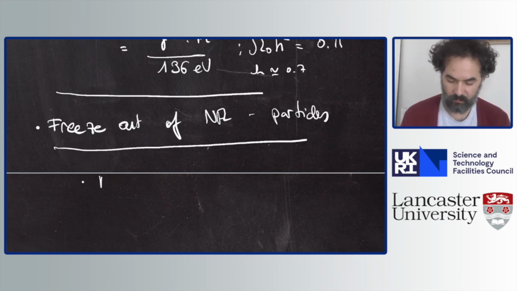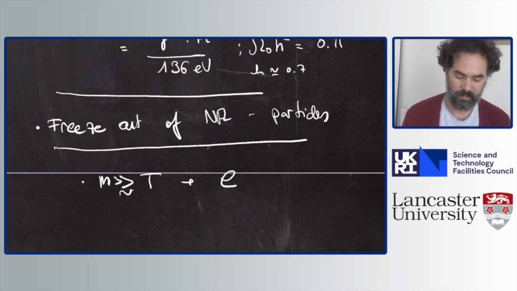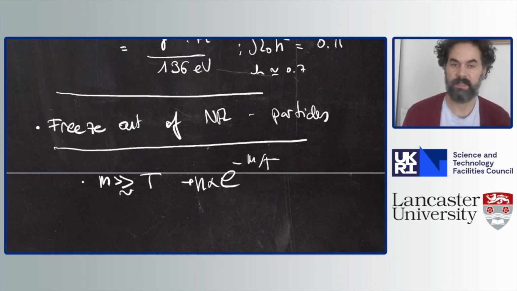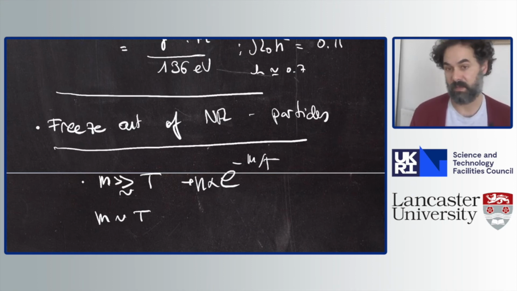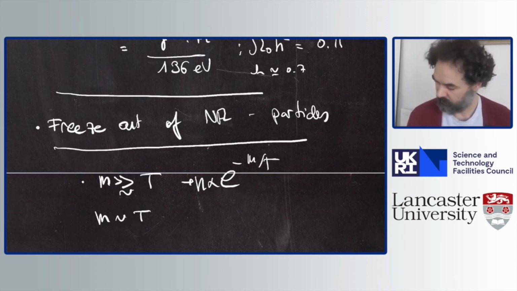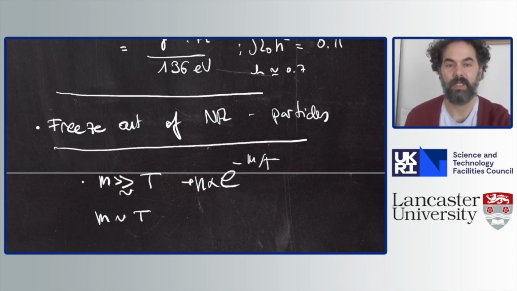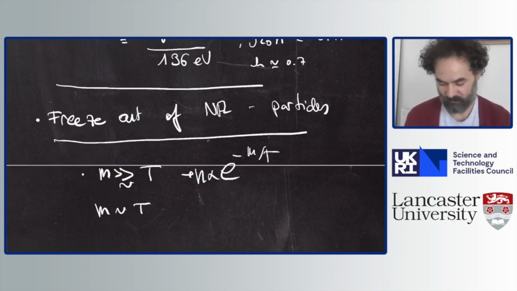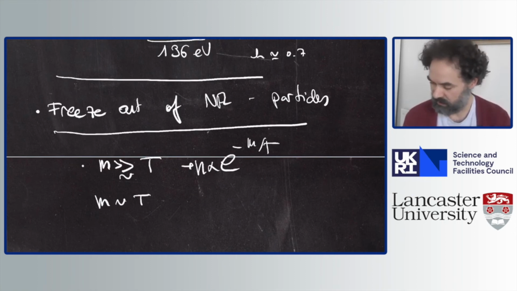If m is much bigger than T, then remember that number densities have this factor, and basically there is no number density at all. So only if m is of the order T do you have this possibility for the non-relativistic particles to be produced in considerable amounts. So let's explore only this possibility.